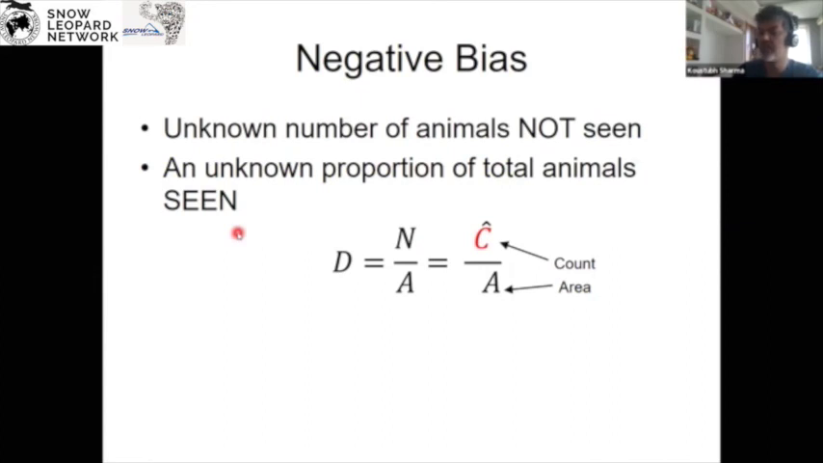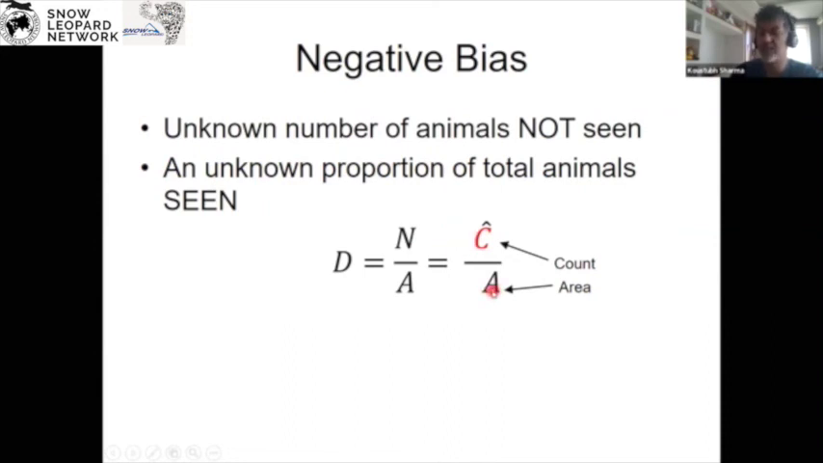What is it doing? If I end up capturing, let's say, 20 snow leopards in a study area by using camera traps, I'm saying there are 20 snow leopards, and density is simply the count divided by A. I will be biasing my results.